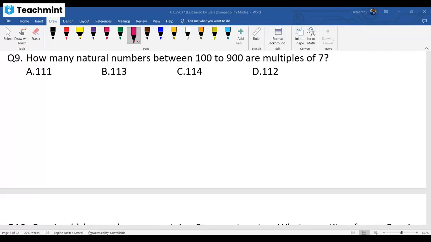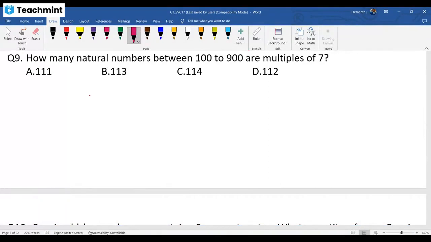What's the answer? They're asking about how many natural numbers between 100 to 900 are multiples of 7. Divided by 7, or multiple of 7, from 100 to 900.